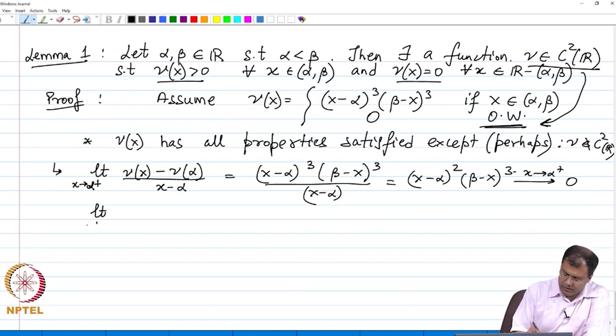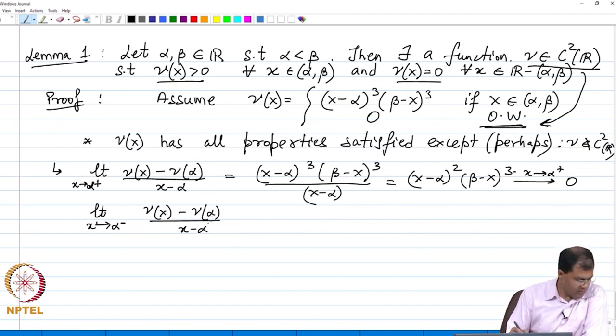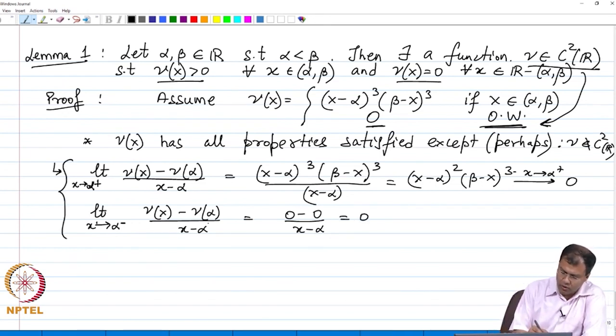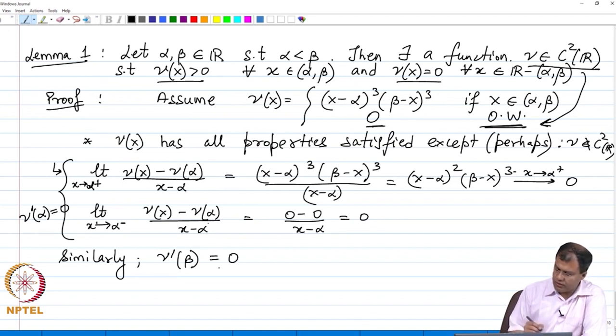Similarly, when we take the limit from the left of (nu of x minus nu of alpha) divided by (x minus alpha), I know that nu of x from the left will be 0 by the definition of the function. So I have 0 minus 0 divided by (x minus alpha), which is equal to 0. So from here we conclude that nu prime at alpha exists and is equal to 0. Similarly, by evaluating similar limits, nu prime at beta is also equal to 0.